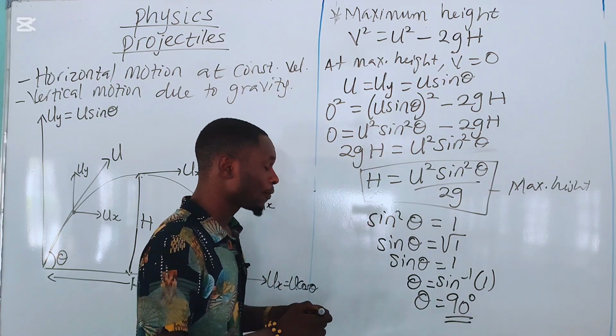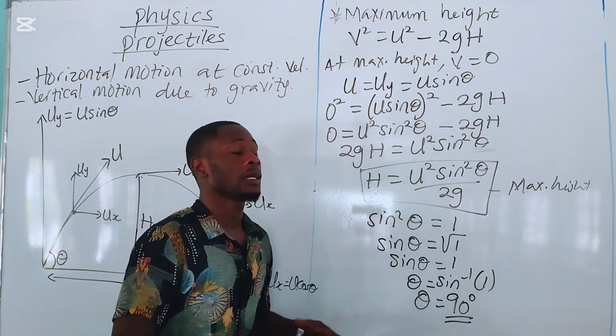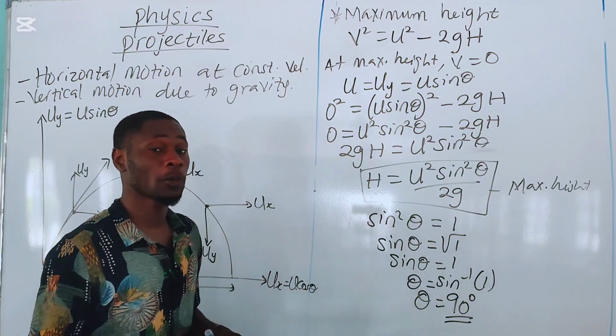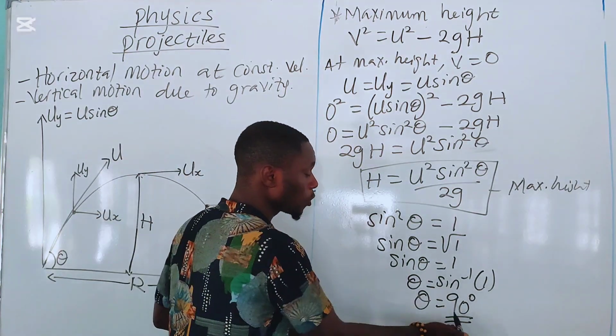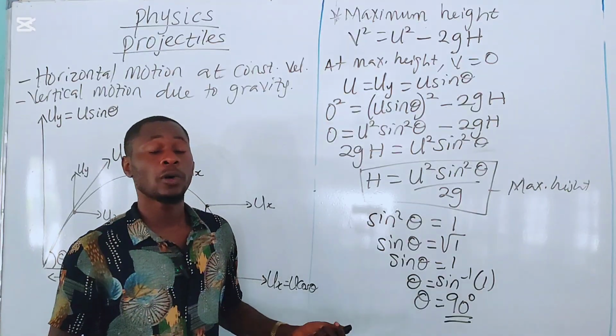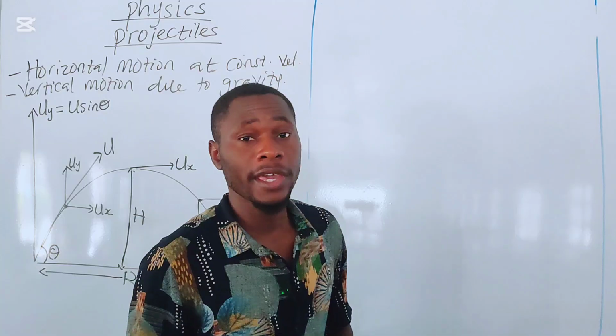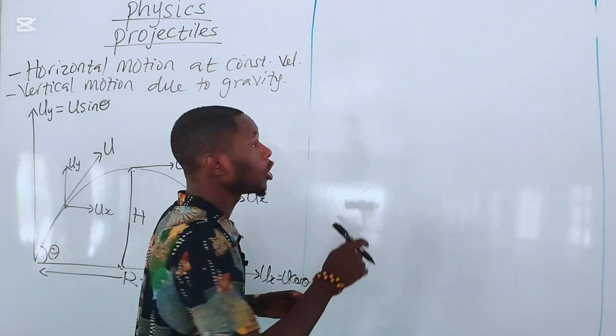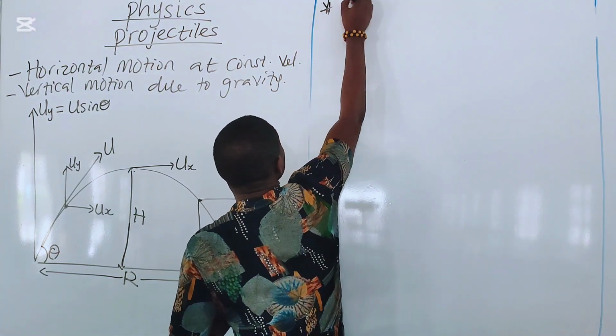Okay, so it means that for the height to be maximum, the projectile must be projected at an angle of 90 degrees to the projection plane. Okay, so the next thing we'll be looking at is the range of a projectile.